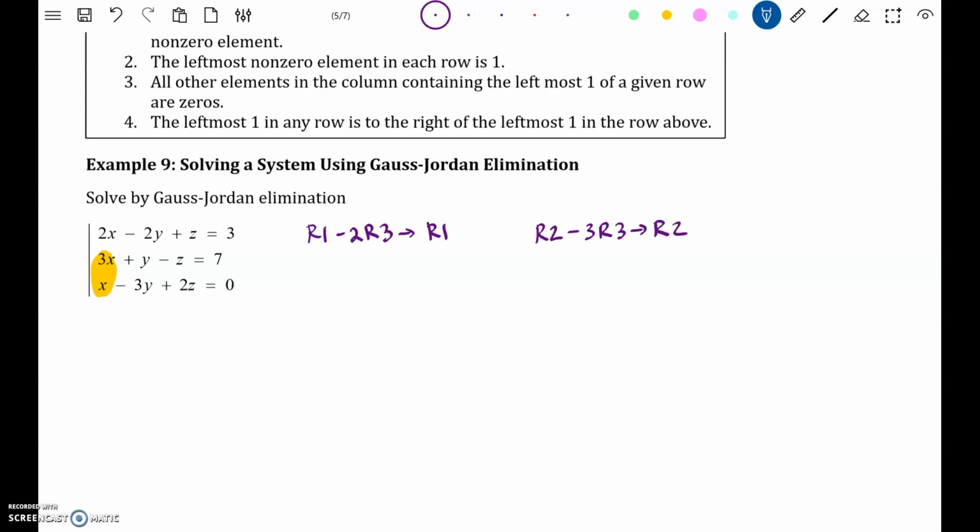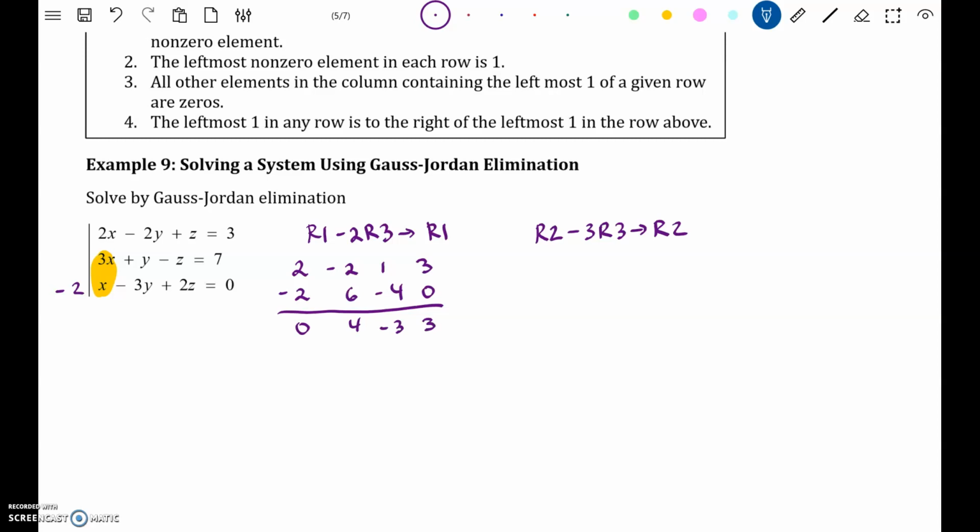For row 1 minus 2 times row 3, it's going to be 2 minus 2, 1, and 3 minus twice row 3, that will be negative 2, 6, minus 4, 0. So for row 1 we'll end up having 0, 4, negative 3 and 3.